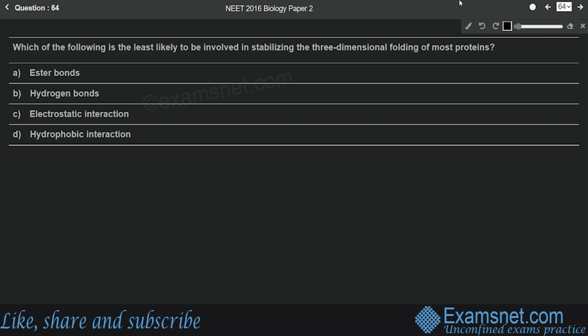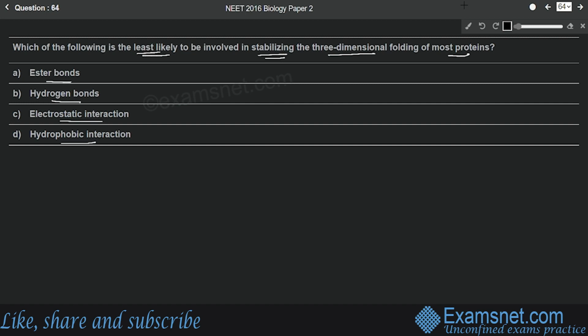Question number 64 is from the chapter Biomolecules, and the question is, which of the following is least likely to be involved in stabilizing the three-dimensional folding of most proteins? Options are ester bonds, hydrogen bonds, electrostatic interaction, and hydrophobic interaction.